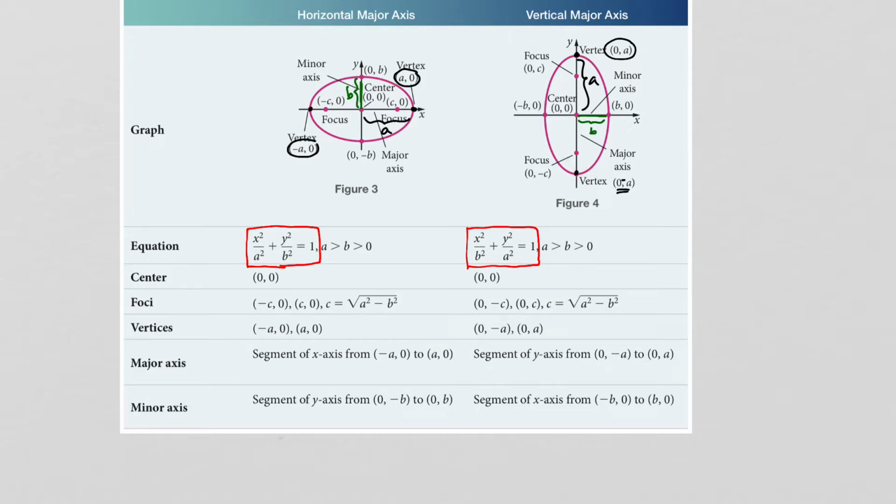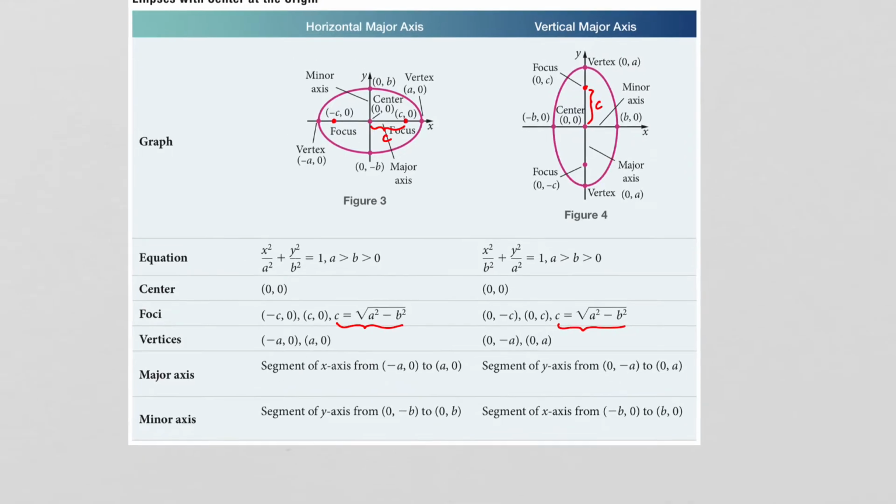Now the other thing we need to talk about are the foci. To get the foci, we need the coordinates of these points here. And to get those coordinates, we need to know the value of this number, which we call c. And it's the same in either case. This is c here. To get the value of c, we know that c is equal to the square root of a squared minus b squared. And that's true for both of these.